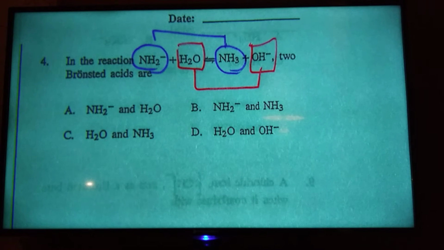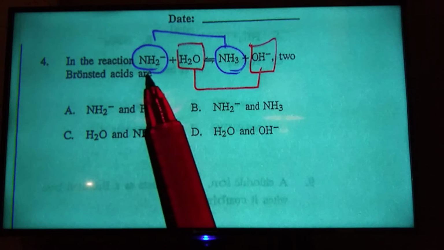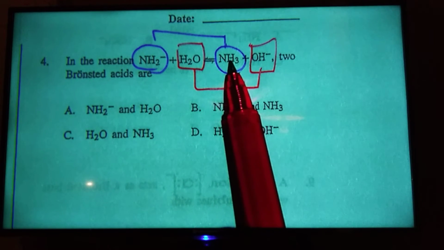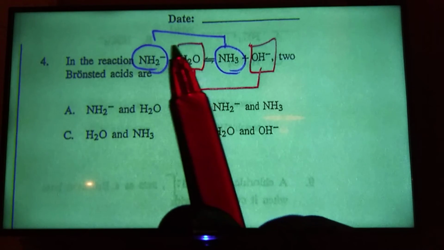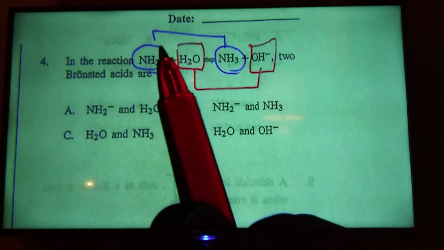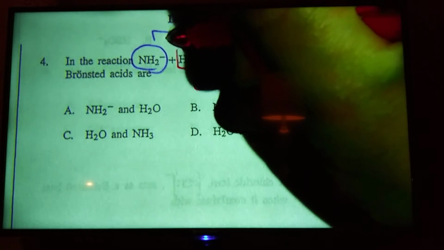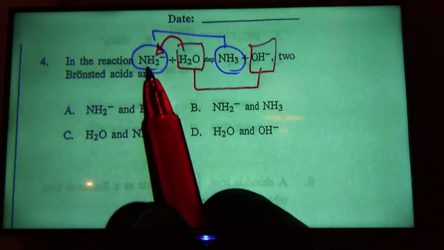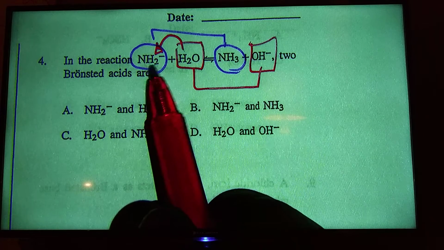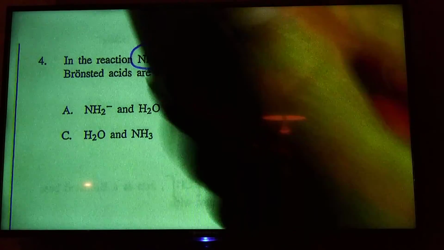Again, we're trying to figure out which ones are two Bronsted-Lowry acids. So NH2 goes to NH3. What's going on? From here to here, you're gaining an H. Where does that H come from? Has to come from here. So this guy is going to have to donate an H. So again, this guy donates one of these H's to go right there. This donates one to make NH3. This accepts. That donates. So again, this one's going to donate. This one's going to accept.